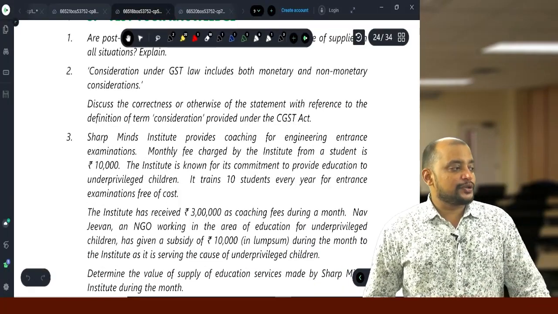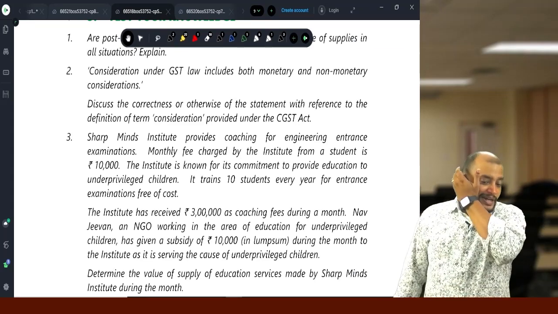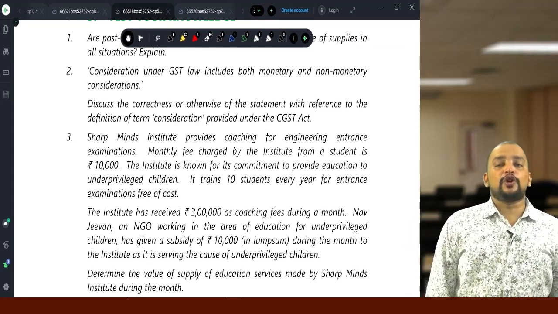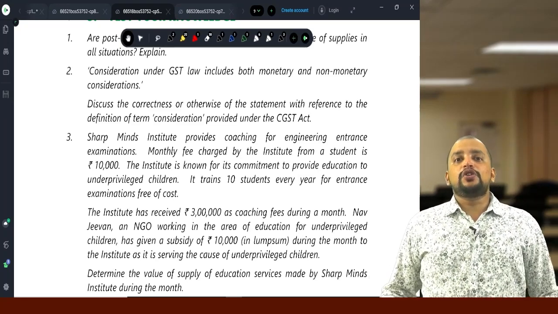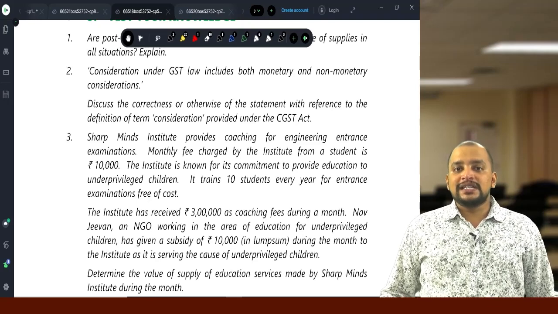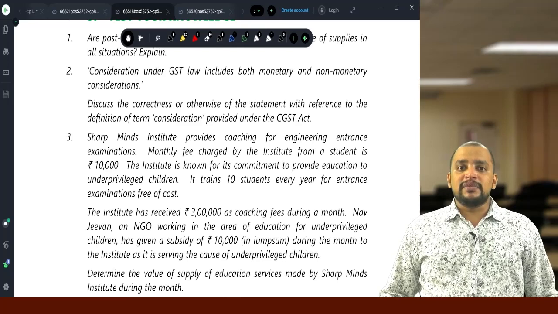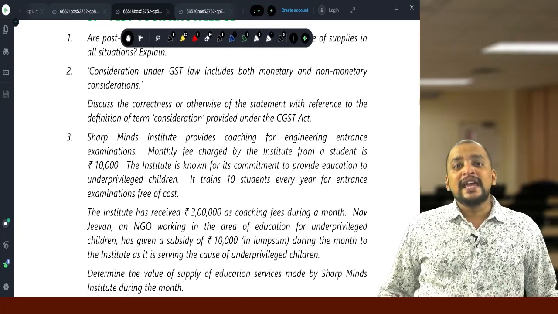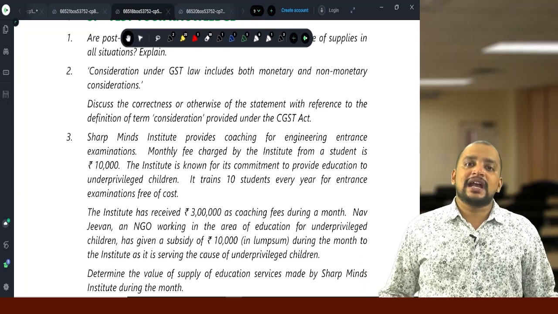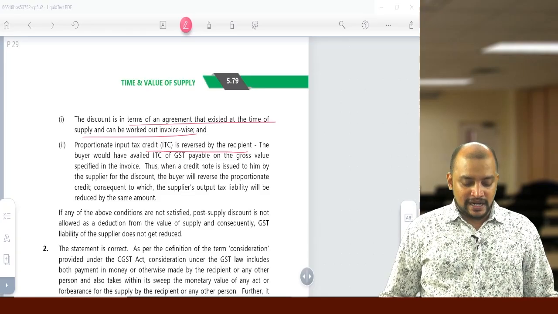Then question number 2. Consideration under GST law includes both monetary and non-monetary consideration. True. Section 2, clause 31 of the CGST Act gives the meaning of consideration. Consideration means any amount received or receivable. It also includes any other consideration in kind. So monetary and non-monetary both are treated as consideration.